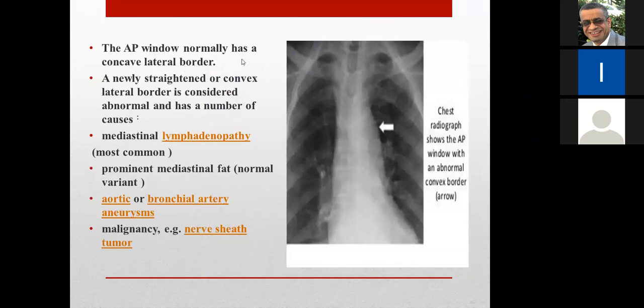This is the aortopulmonary window, which normally should have a concave lateral border. Well, here we can see this is a convex border. So this convex border has many causes, most commonly mediastinal lymph adenopathy. It may be caused by other causes like mediastinal fat, aortic or bronchial artery aneurysm, and malignancy.